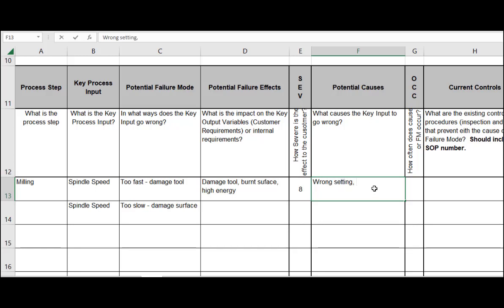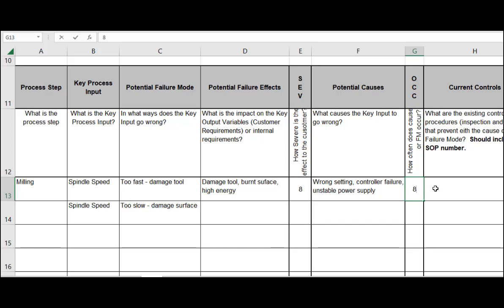Then maybe the controller failure. What else? Maybe because of unstable power supply. Okay. Then occurrence: how often does the problem occur, or the frequency of the problem? Okay, again we need to put the rank between 1 to 8. So maybe here is also 8.